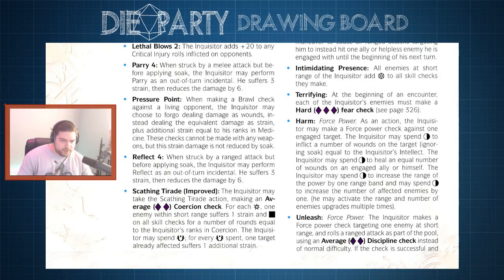Okay, may spend 1 force pip to heal 1 engaged ally or himself. Because the thing that gets me, it says Inquisitor may spend 1 force pip to heal an equal number of wounds on an engaged ally or himself. What does that mean? What is an equal number of wounds? Does that mean if he spends 2, he heals 2? Because that doesn't make any sense to me. If he can only spend 1, he can only heal 1. Which doesn't seem all that strong.